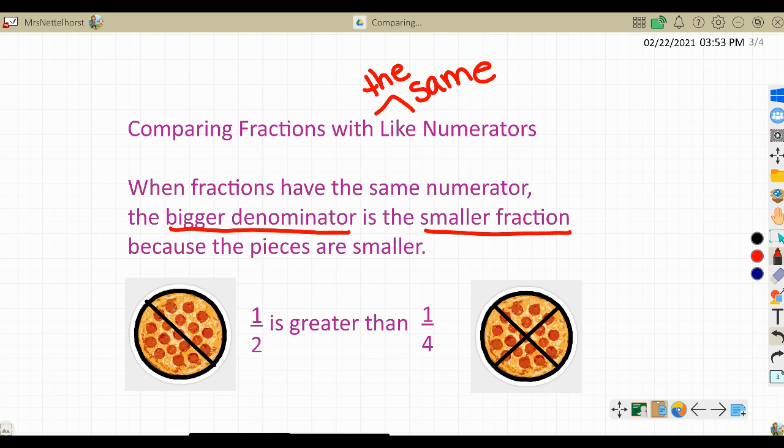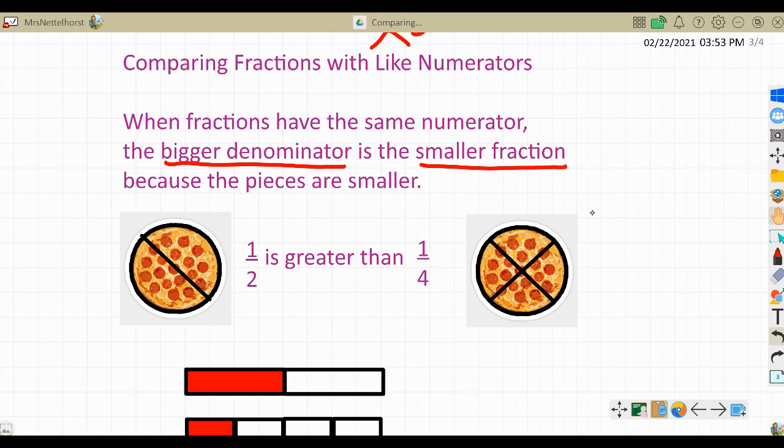So denominators do not function like whole numbers, okay? If I have 4 donuts and Susie has 2 donuts, I obviously have more donuts. Those are whole numbers. But when that number is a denominator, the larger denominator, the bigger denominator is the smaller fraction, okay? So let's take a look at that.